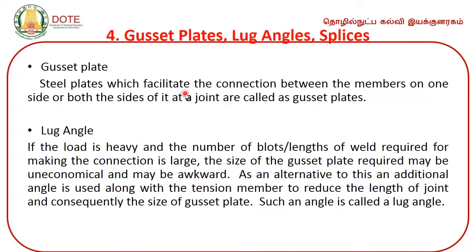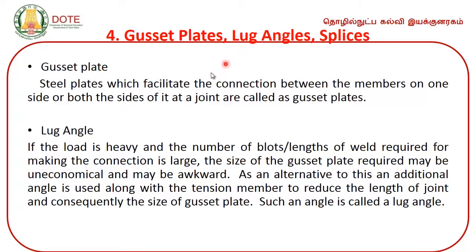And these are the connecting components that one must know: a gusset plate, a lug angle, and splices. A gusset plate is a plate which is used to connect two or more members at a particular joint, and that is called a gusset plate.